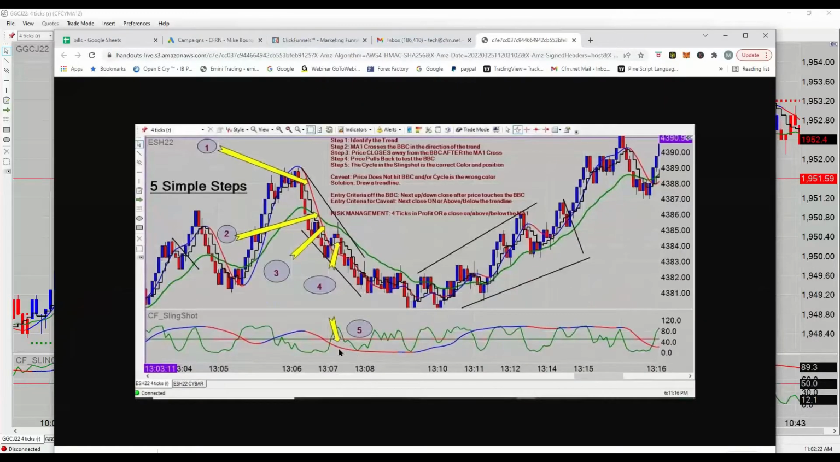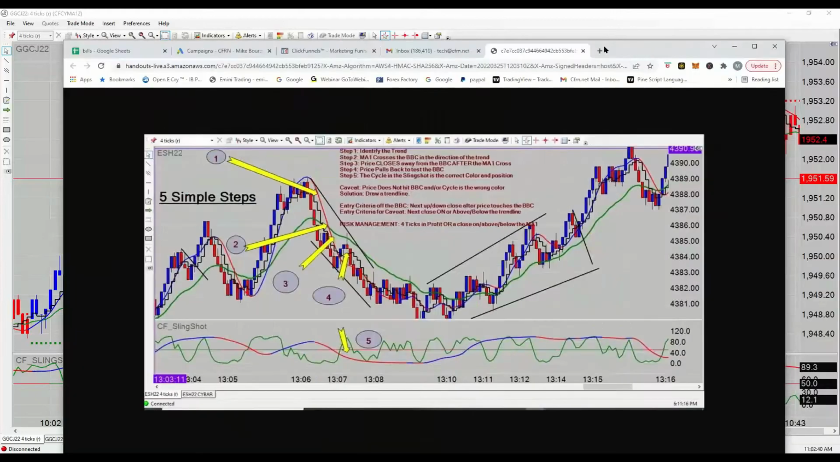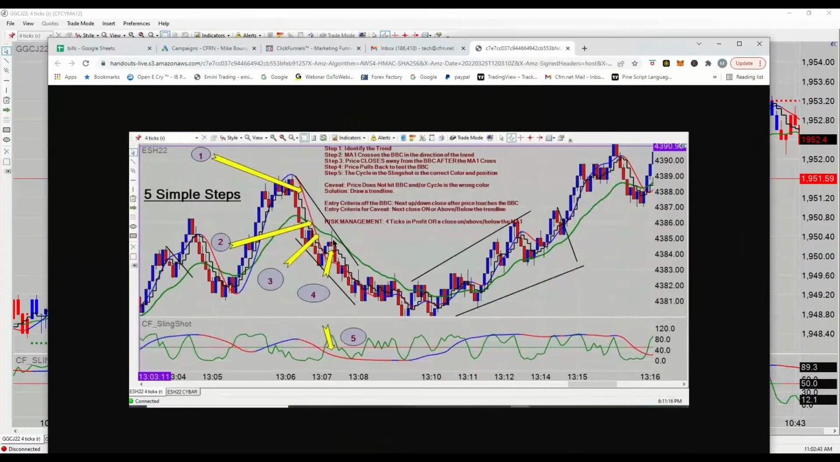Step number 5, down here in the slingshot, you want the cycle to be red and below the green line. I'm not sure about this cycle, red and below the green line. Yeah, here it was, red and below the green line. Okay, that's what you want to have. Your point of entry, see in the screenshot, it hit the BBC and closed down on the same bar. So your point of entry here would be the down close after this bar.